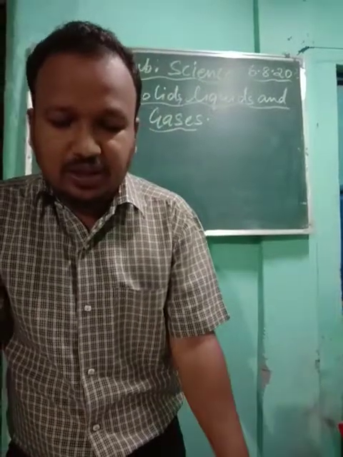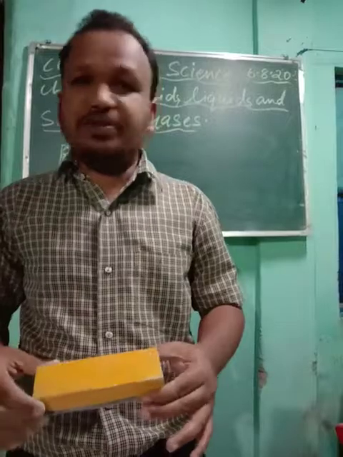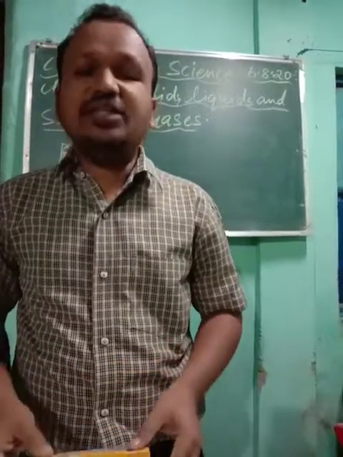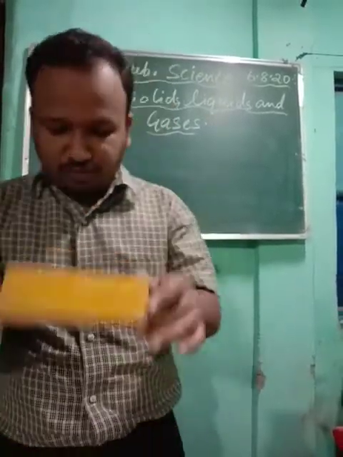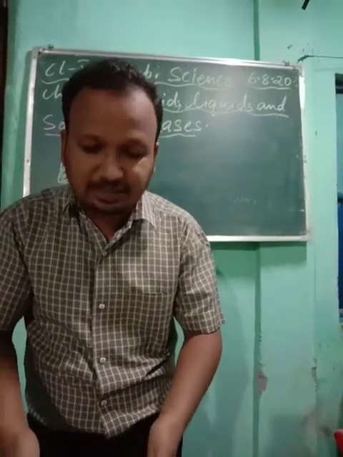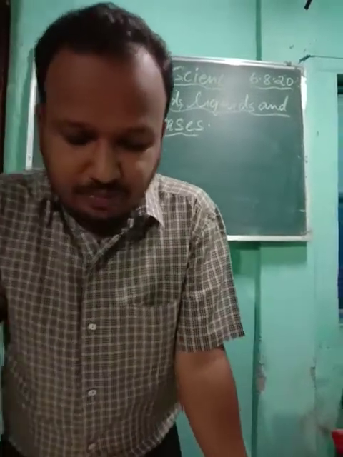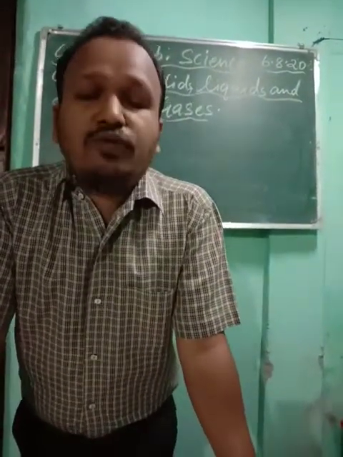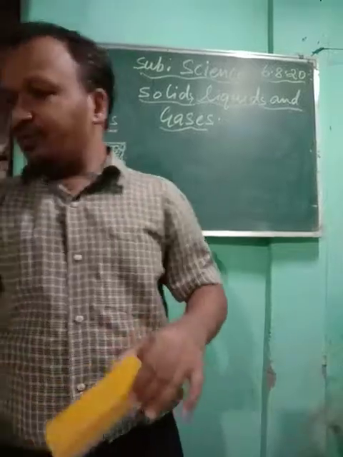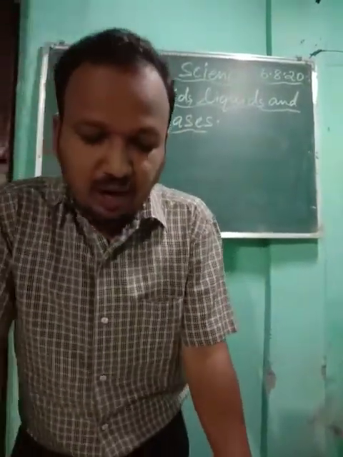Number one property, solids have a fixed shape, so their shape cannot be changed. A solid has a definite volume. When you keep it, it occupies a volume, meaning it occupies a space. Solids do not flow. Like water flows from one place to another, this duster will not flow from one place to another.